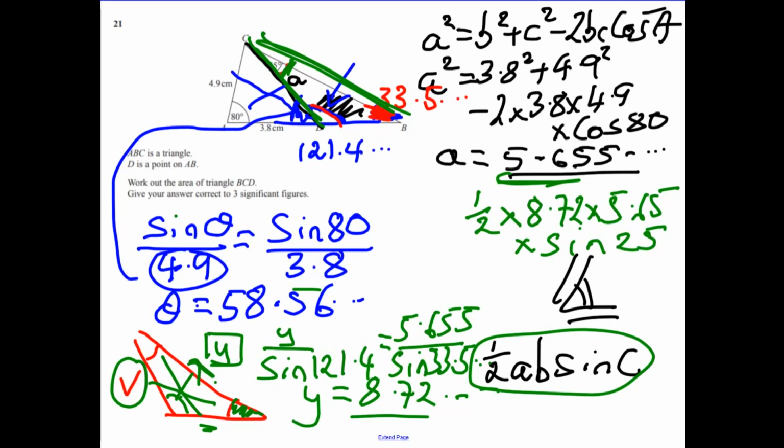And if you work that out, again using your calculator, you should end up with 10.4 centimeters squared. Now you've got a bit more room on yours, so spread your work out a little bit more.